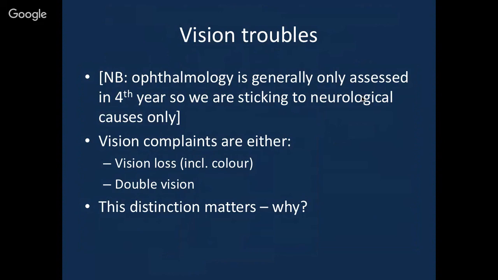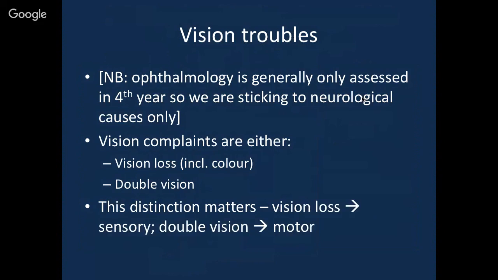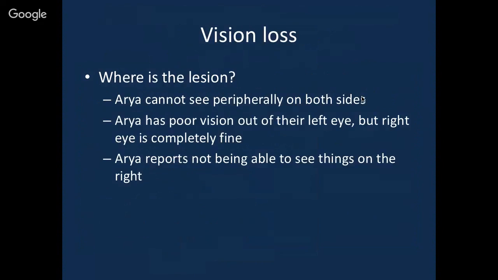Okay, so like I said, ophthalmology isn't going to get examined this year. So vision complaint, but I'm going to go straight to vision now. Could be either vision loss or double vision. What's the difference between vision loss and double vision? Why am I making a big deal out of them? In terms of the cause. Yep, specifically, vision loss is sensory. Double vision means a motor problem always.